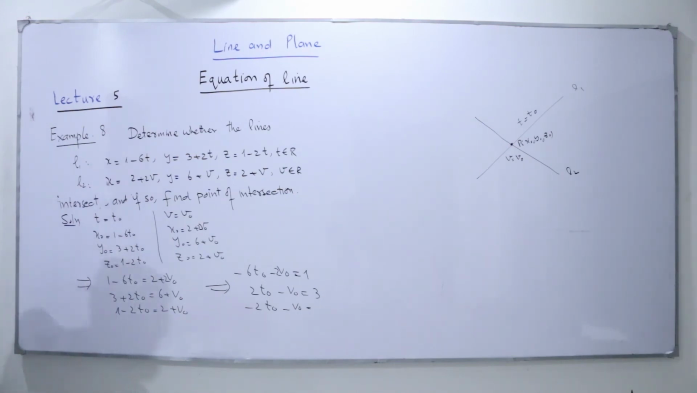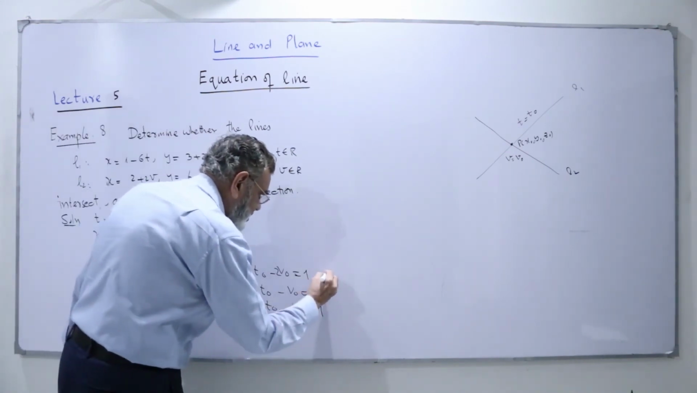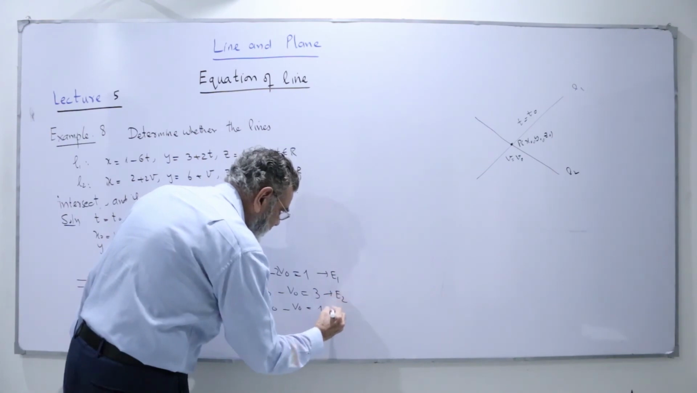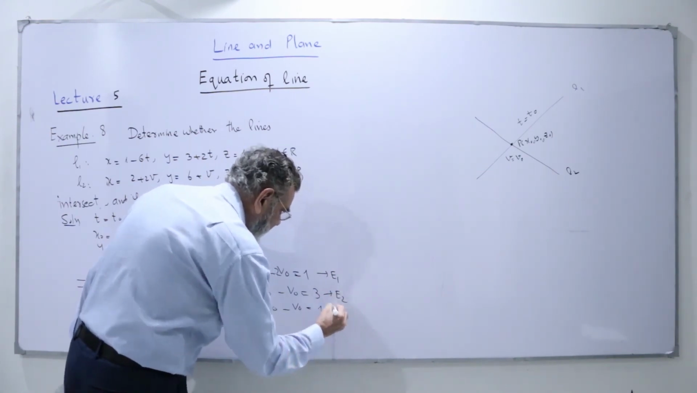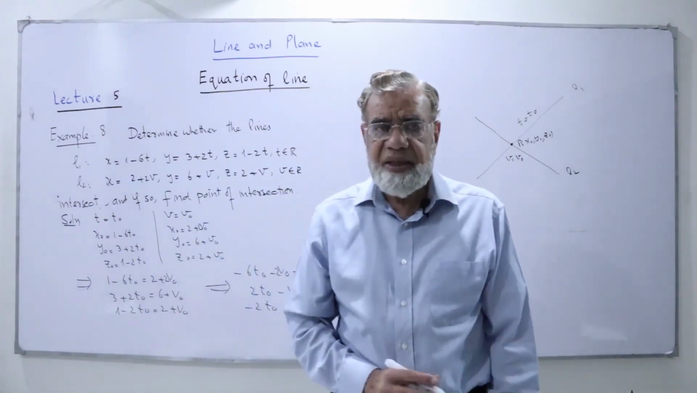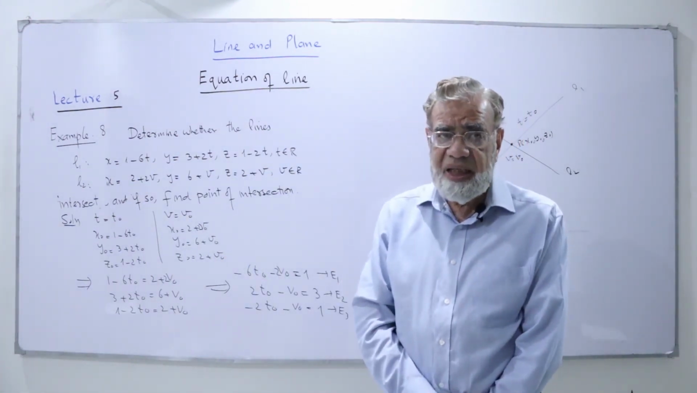Yeah, okay, the solution. And we take 1 to the other side, we get here 1. So I have three equations: equation 1, equation 2, equation 3. If these three equations have a unique solution, then we say lines are intersecting. And if they don't have a unique solution, then lines are not intersecting.